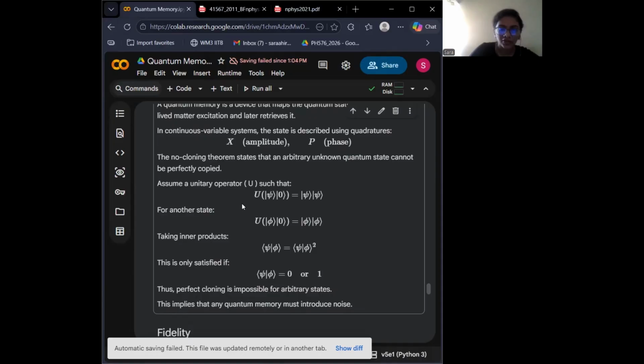Now, taking the inner product, you get the fact that the inner product of psi and phi is equal to the square of the inner product of psi and phi, which basically implies that the inner product of psi and phi could either be 0 or 1, which says that perfect cloning is possible only if the states are either orthogonal or if they have complete overlap. That is, if the inner product is either 0 or 1. For any other possible overlap, perfect cloning is impossible.